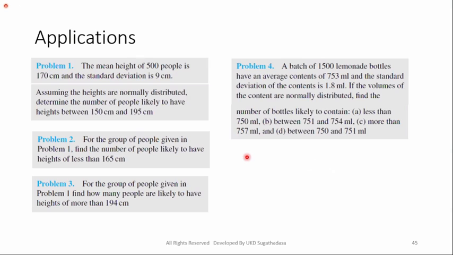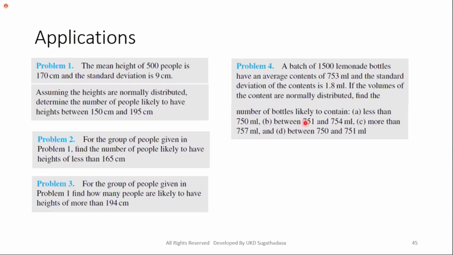Probability 0.5 actually means half of the bottles, no? Half of the total bottles. To multiply by 1500, you get 868, no? Yeah, 868. Now you see it's not bad. Out of 1500, 868 bottles contain between 751 and 754. Just a small excess content is there, no?